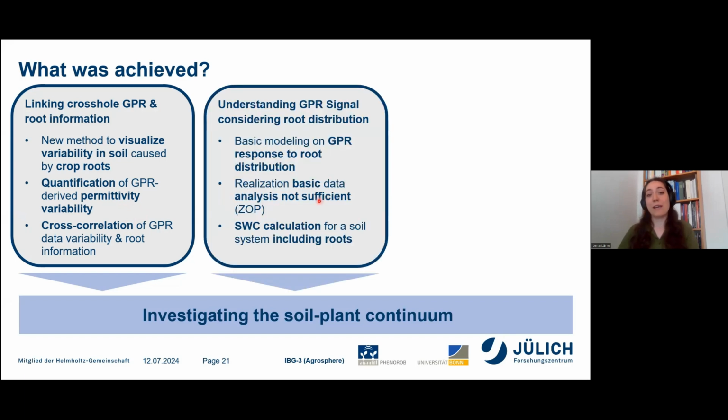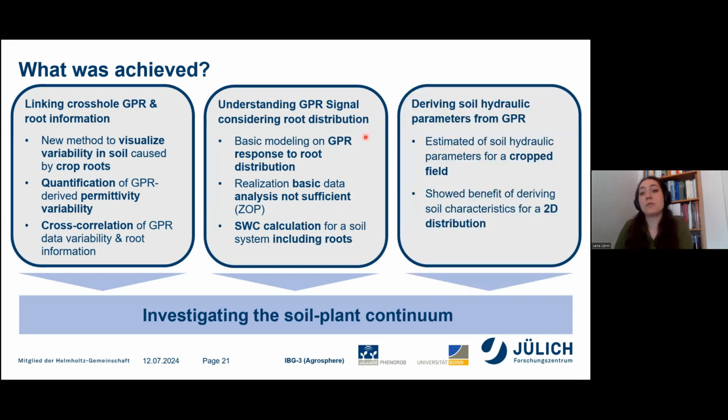In the second part, I showed you a basic GPR modeling study with the GPR response to root distribution. And from that, we took away that the zero offset profiling method that we're using at the moment is not sufficient, maybe in the future. And I showed you that it is necessary to include roots in the soil water content variation. In the third part, I showed you the soil hydraulic parameter estimation for a crop field and showed you the benefits of that; it could be necessary to derive the soil characteristic for a 2D distribution.